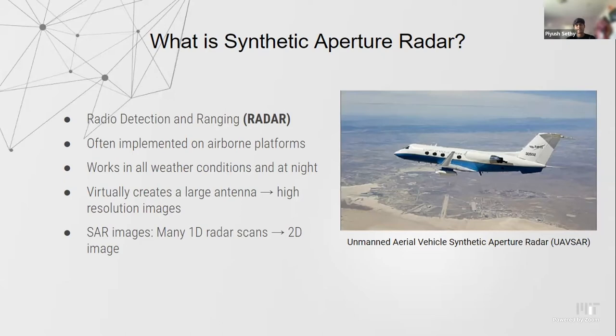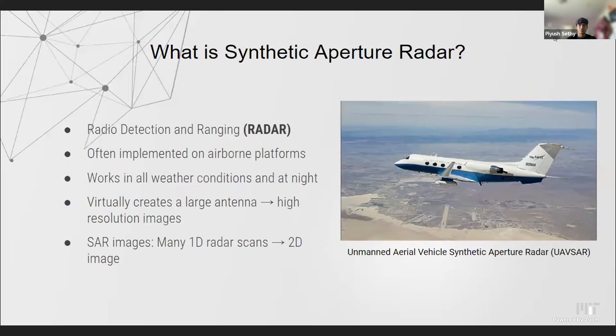Also, since SARs are put on an airborne system, they're able to virtually create a large aperture size through the use of motion and by taking multiple scans over the same region. And this allows them to create a high resolution image compared to traditional radar techniques. Like the other groups mentioned, if you use traditional radar techniques, we would need an antenna size about 400 times larger than the airborne platform, which would be impossible to carry. And finally, the SAR image is formed by taking the 1D radar scan data that the radar gives us, and by applying different image processing algorithms that we'll be exploring later, we compute a 2D image.